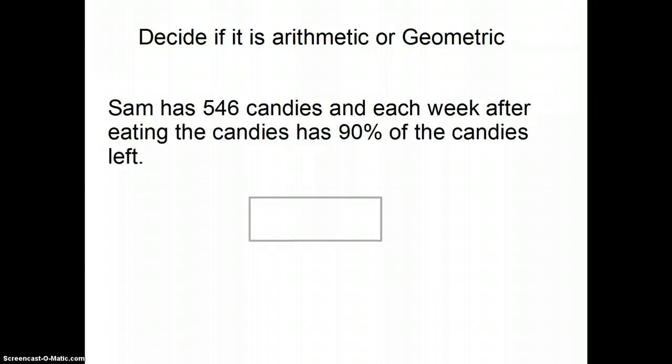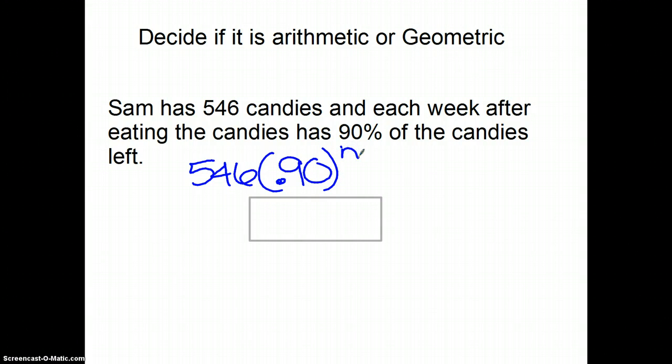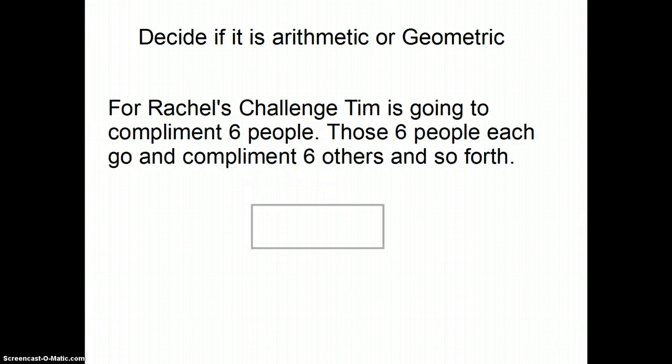Sam has 546 candies, and each week after eating the candies, he has 90% of them left. So it's 546 times 90%. Anytime you have a percent, you're taking a percent of something, which is multiplication. And so that is geometric.